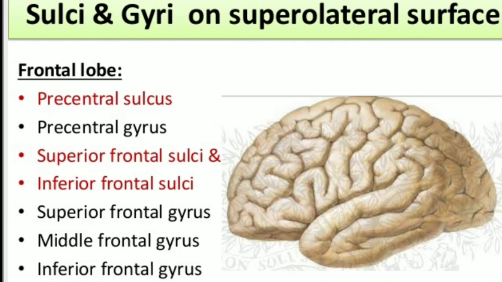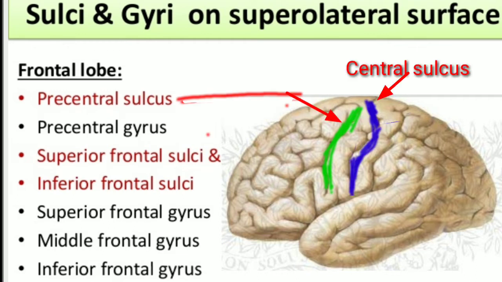First, we see the sulci present on the frontal lobe. The prefrontal sulcus or precentral sulcus. It is often broken into two or three parts, runs downwards and forwards parallel and a little anterior to the central sulcus. The area between the central and precentral sulci is called precentral gyrus.